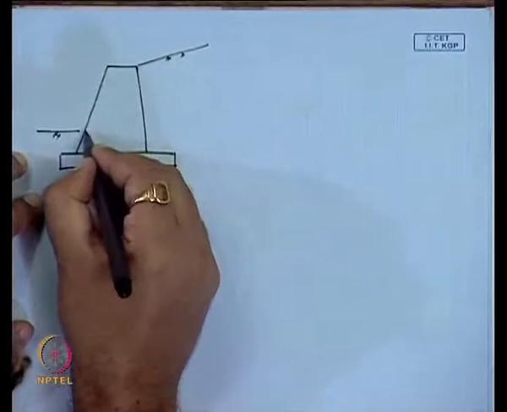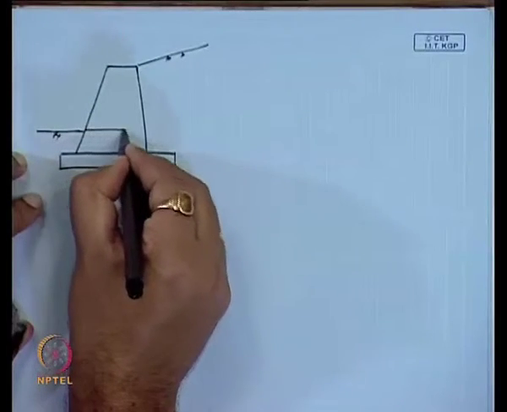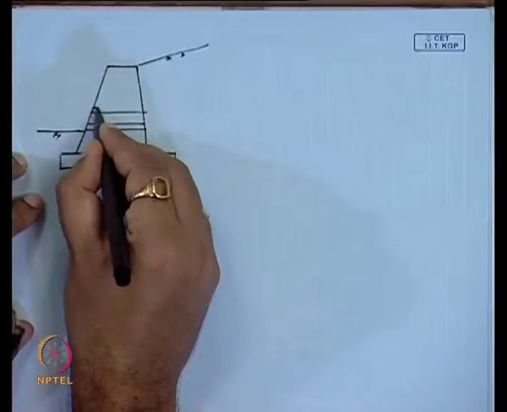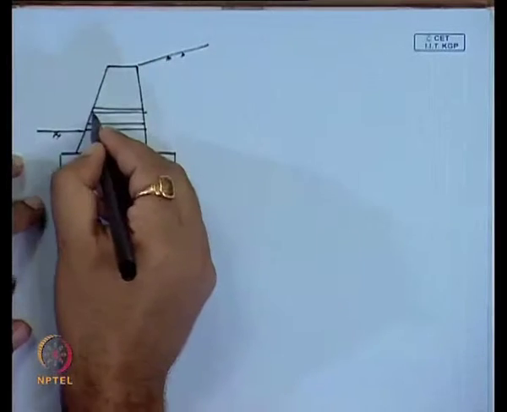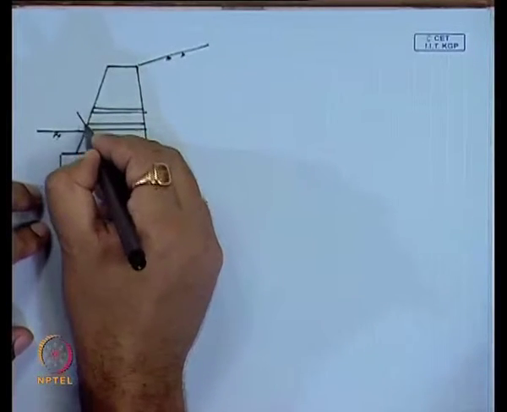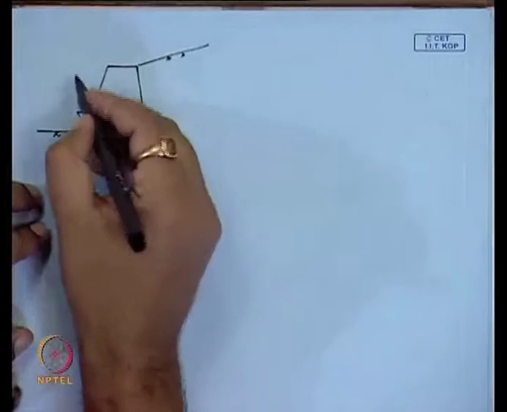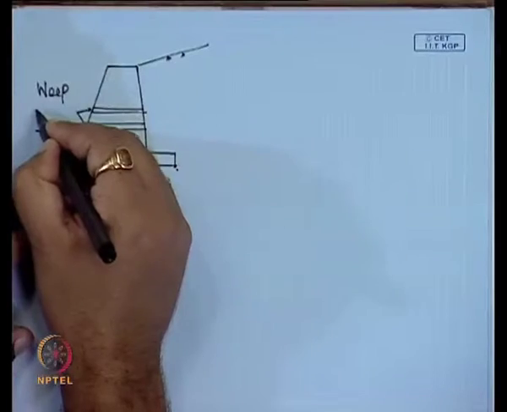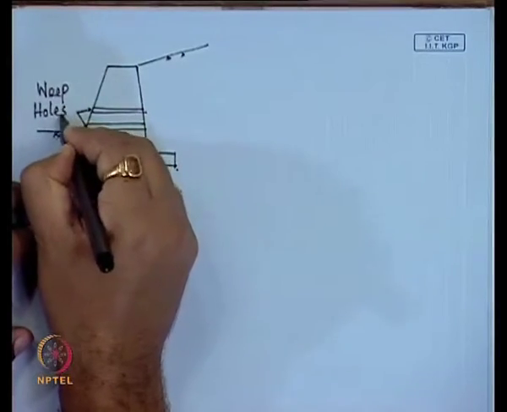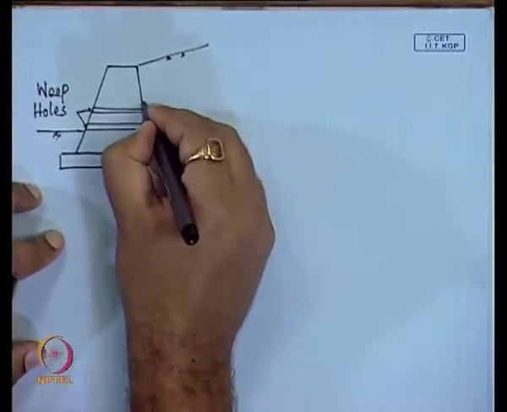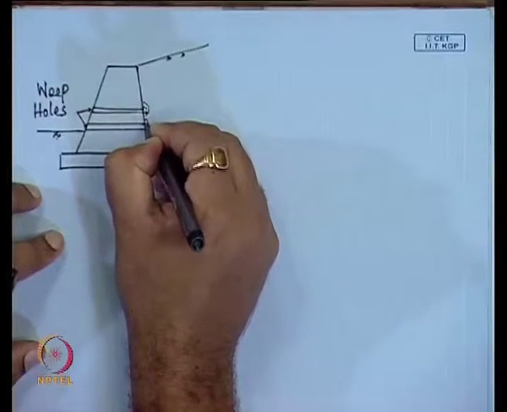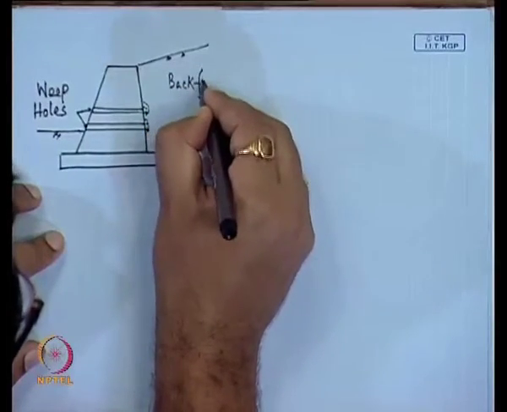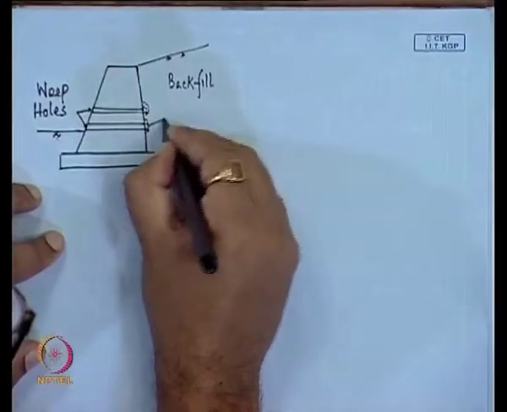So, we can provide a hole through which water can pass through this portion. This is called weep holes, W P, weep holes. We can provide some filter material here in the weep hole. Suppose this is backfill material, and this is filter material.